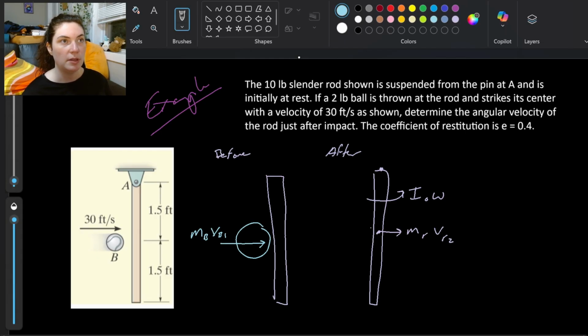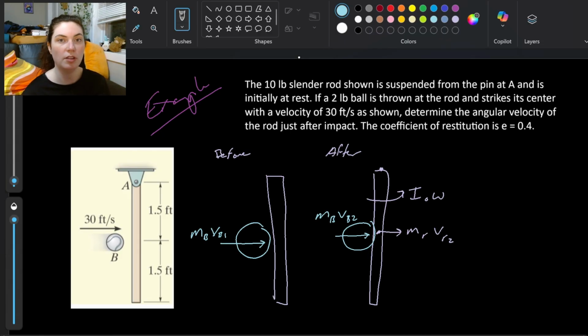But we don't want to forget about the baseball. That's still a part of this system, right? It's impacted and then now it's going its own way. And I'm not sure if this baseball is going to either bounce back and move backwards, or if it's going to keep swinging in line with the rod. So I'm just going to assume for now that it just keeps moving forward, where we have the mass of our ball times the velocity of the ball, the final velocity of that ball.